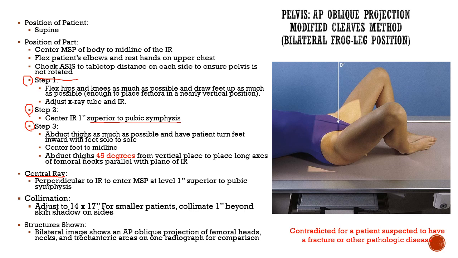On collimation, we're going to adjust to 14 by 17, and for smaller patients, collimate 1 inch beyond the skin shadow on the sides. For structures shown, we have a bilateral image that shows an AP oblique projection of the femoral heads, the necks, and the trochanteric areas on one radiograph for comparison. Now, this projection is contraindicated for a patient who is suspected to have a fracture or any other pathologic disease.